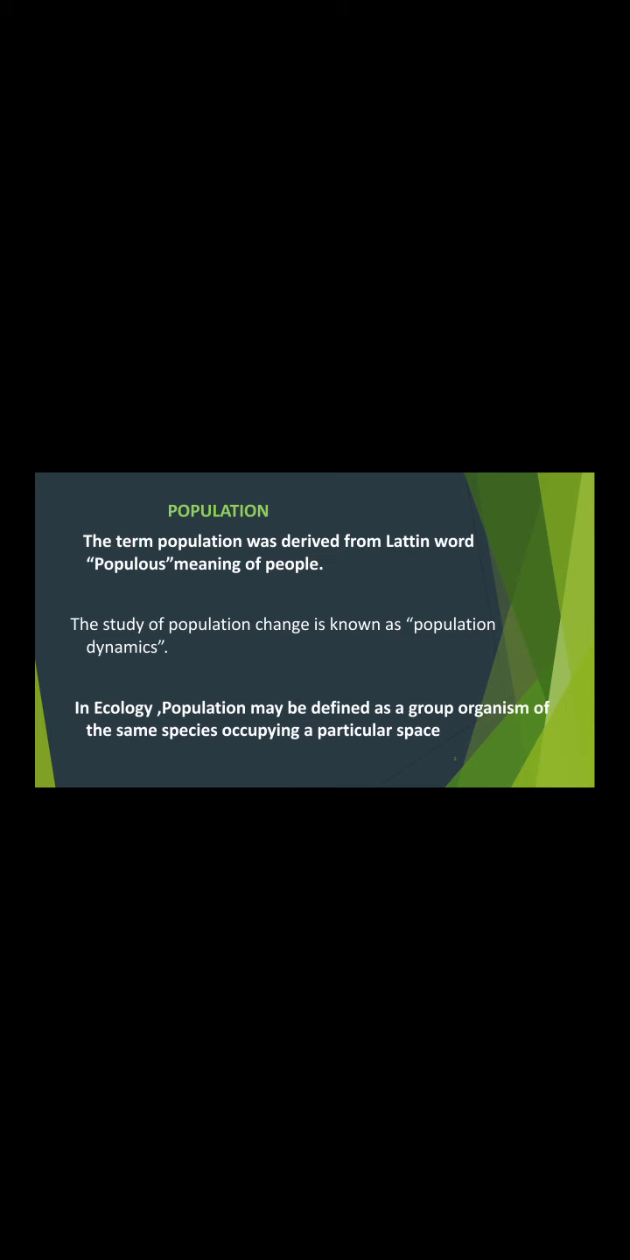Population. The word population was derived from the Latin word populus. The meaning of the word is people. We know the population is changing each and every year. So the study of population change is known as population dynamics. In ecology, the population is defined as a group of organisms of the same species occupying a particular space.